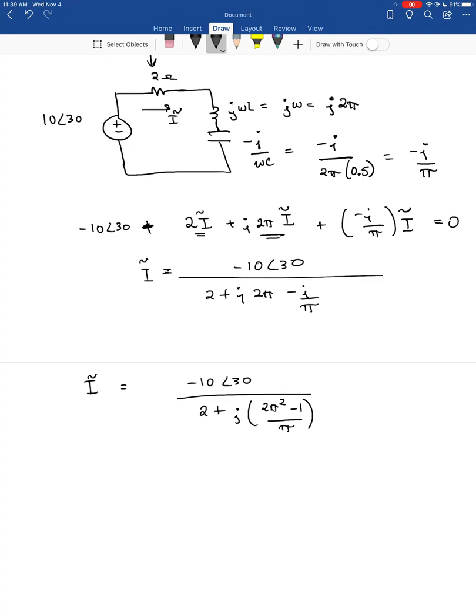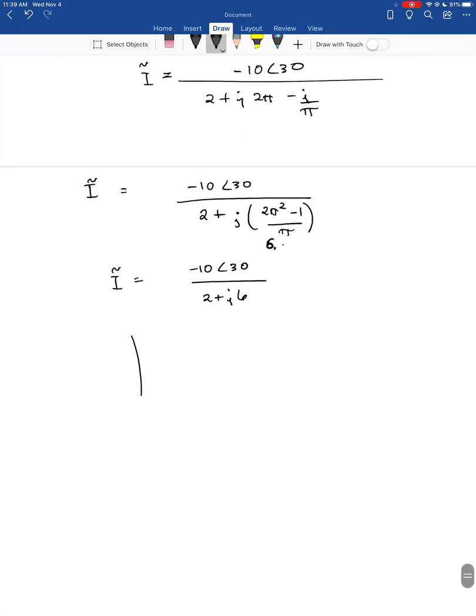Okay, let me get a quick number for that on my calculator on my other device. So we have 2 times pi squared minus 1 divided by pi. I get right here 5.96. We'll round it up to 6. Okay, so this denominator is 2 plus j6. So I is minus 10 angle 30 over 2 plus j6.